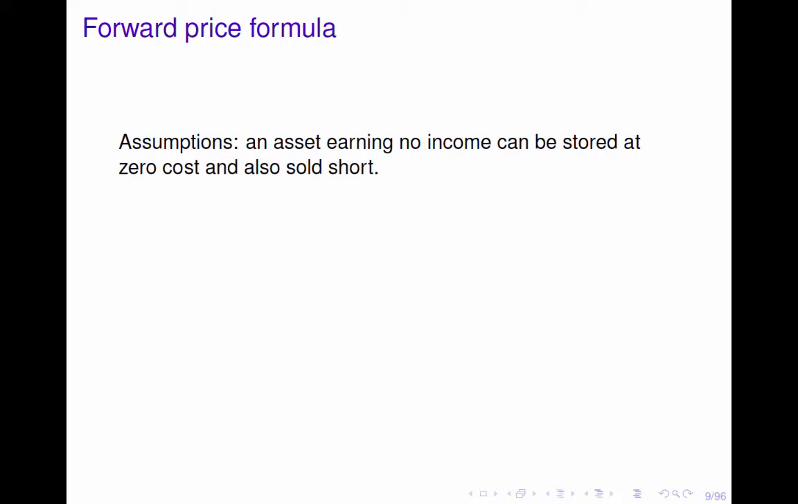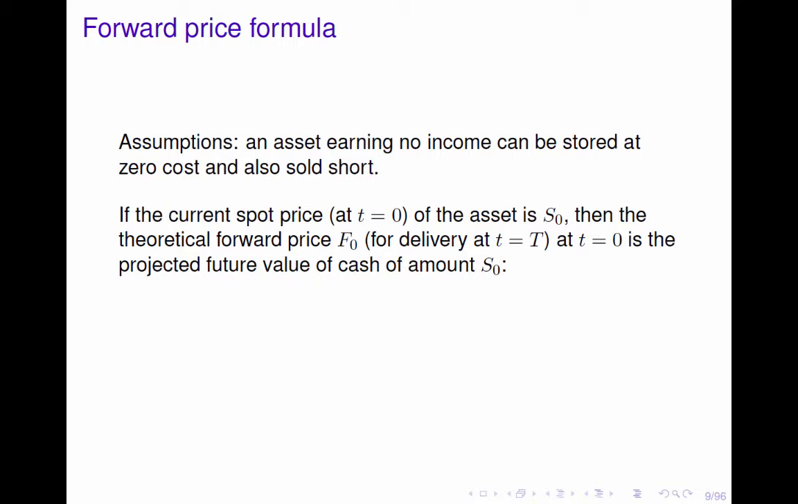Now let's give a formal analysis of the forward price formula. And for the time being, we have the following assumptions. The underlying asset of the forward contract earns no income, does not have storage cost, and can be sold short. With these assumptions, it is natural to expect that the theoretical forward price at time 0 for delivery at a future time capital T, denoted by capital F0, is the projected future value of cash of the amount that equals to the current spot price of the underlying asset, denoted by S0.